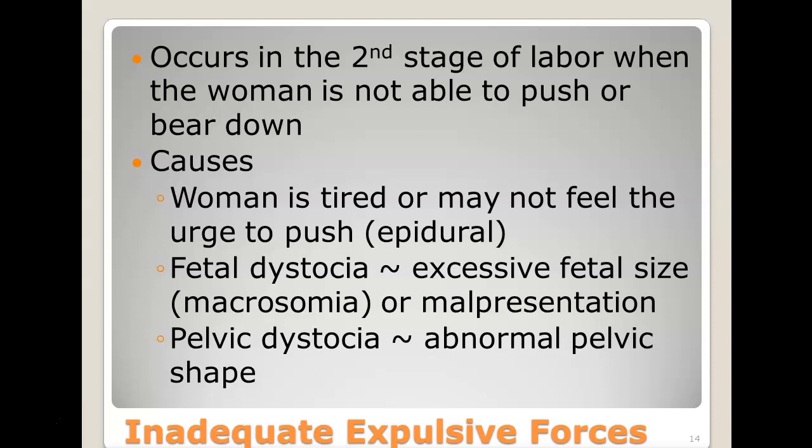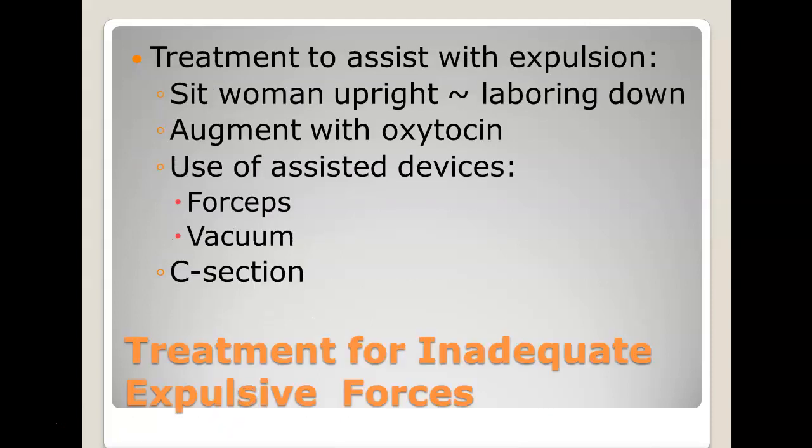There could be problems with fetal dystocia, which means that there's an excessive fetal size, like macrosomia, or the malpresentation, which is causing problems with mom pushing the baby out. Or there can be pelvic dystocia, where she has an abnormal pelvic shape, making it difficult for the baby to navigate around those bony prominences of her pelvis.